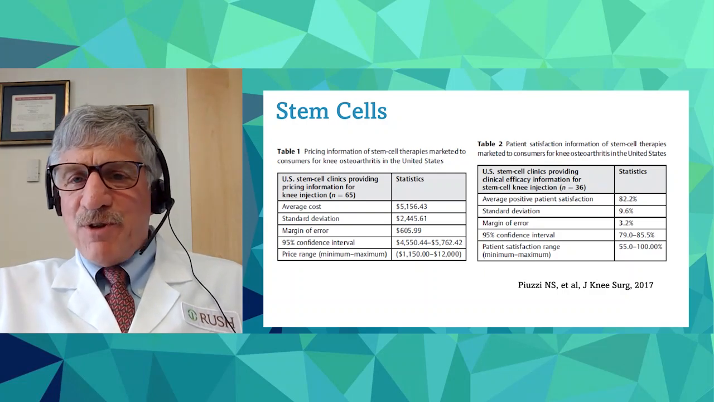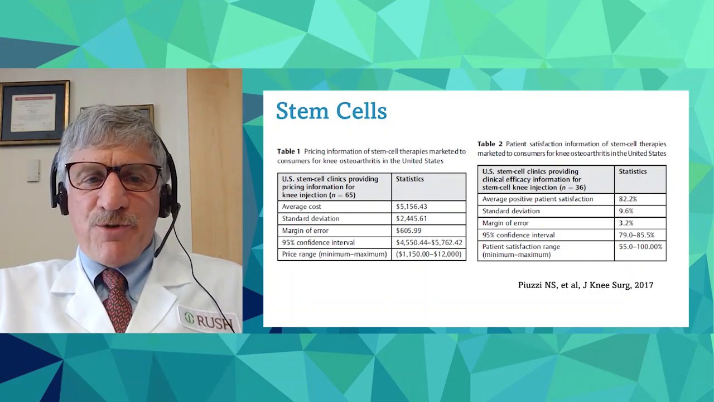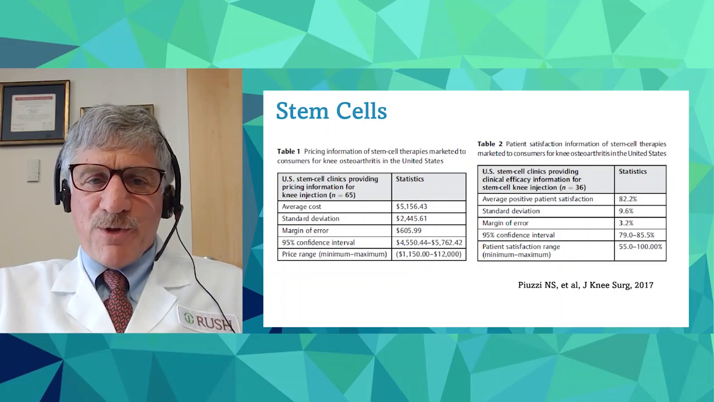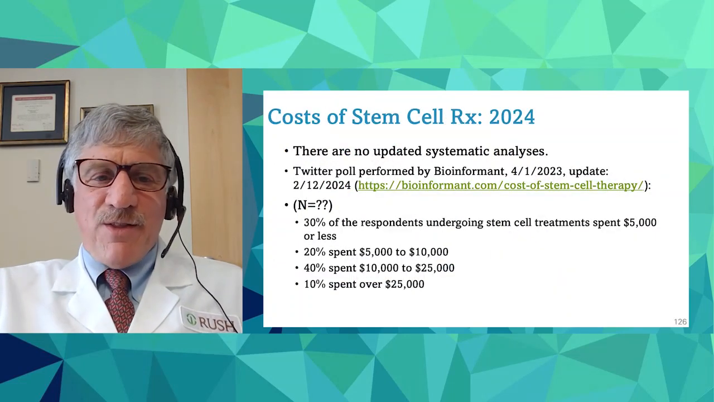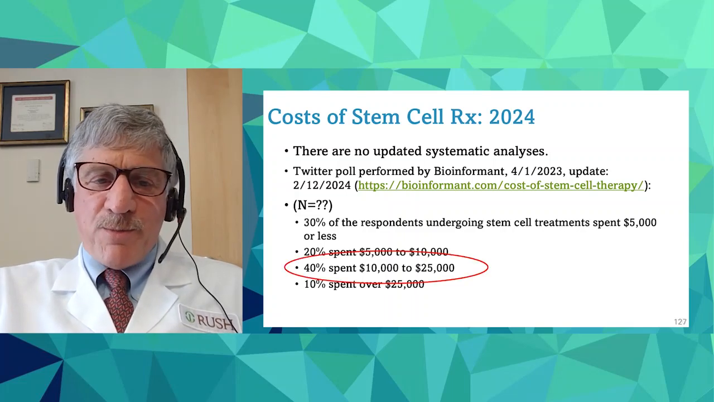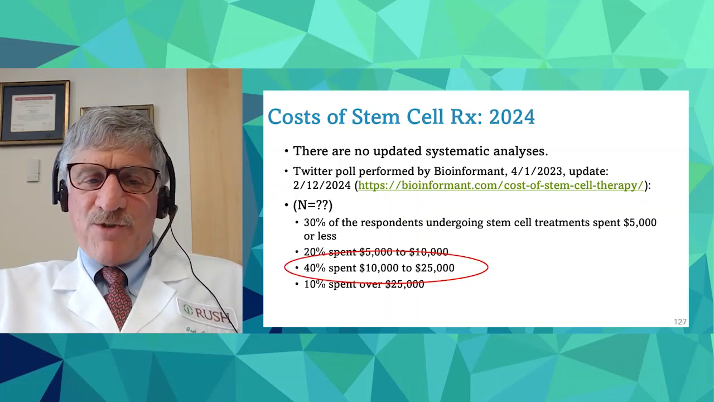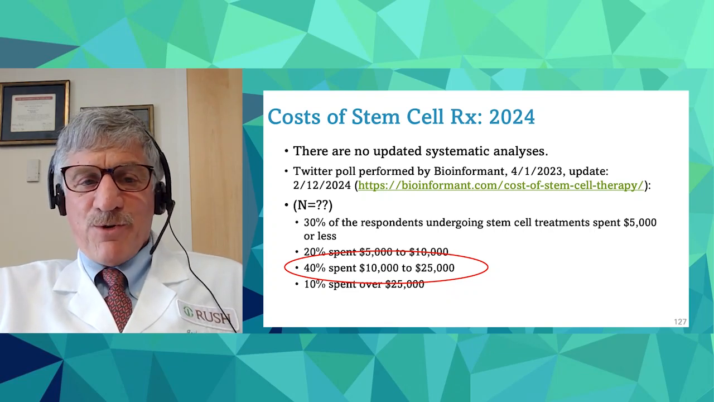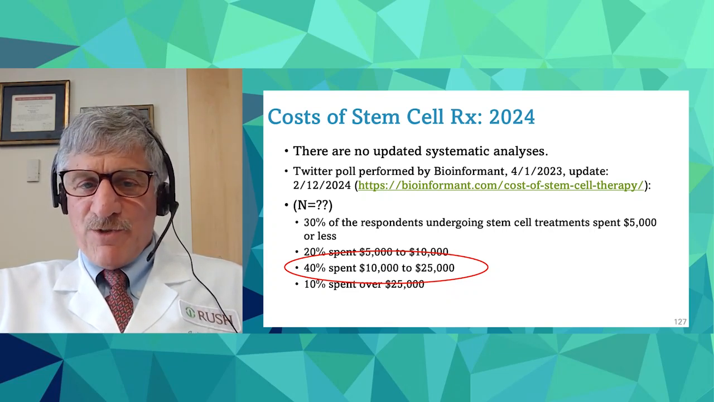In those days, they were charging an average of $5,000 per injection. I looked for more recent data because of inflation, and I couldn't find a good systematic analysis of how much our patients are paying for their stem cells, but I did see that there was a Twitter poll this last year, and in that poll, 40% of the patients said that they spent between $10,000 and $25,000 of their own money to get their stem cell injection.